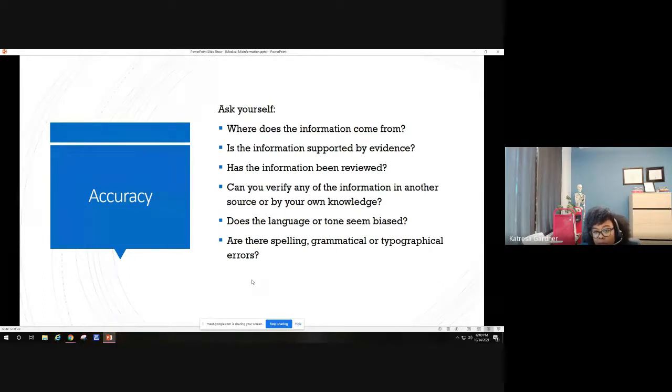Okay, so the next step in the CRAAP method, you want to look at the accuracy of the information. So ask yourself, where does this information come from? Accuracy refers to the reliability, truthfulness, and correctness of the content in which you're looking at this information. So, is the information supported by evidence? Is there evidence-based information? Has it been reviewed? Has it gone through a peer review process? Can you verify any of the information in another source by your own knowledge? And also, does the language or tone seem biased? And you want to look and see if there are any spelling, grammatical, or typo errors within the information that you're looking at. So that is accuracy.